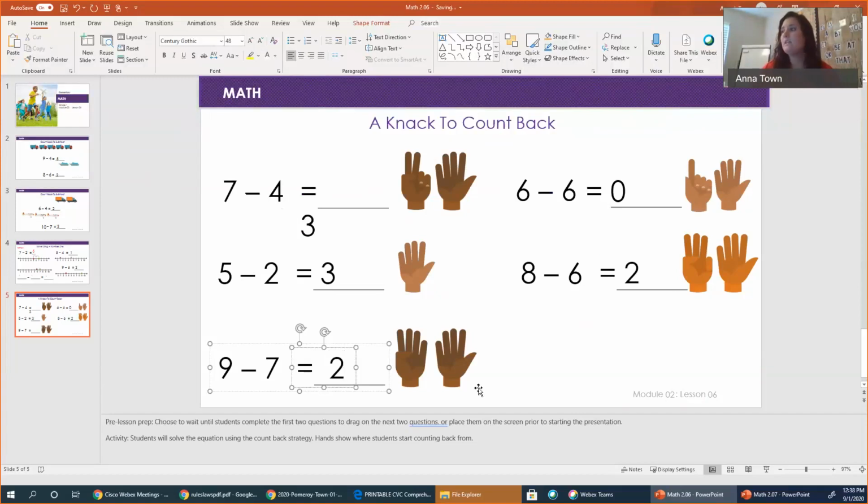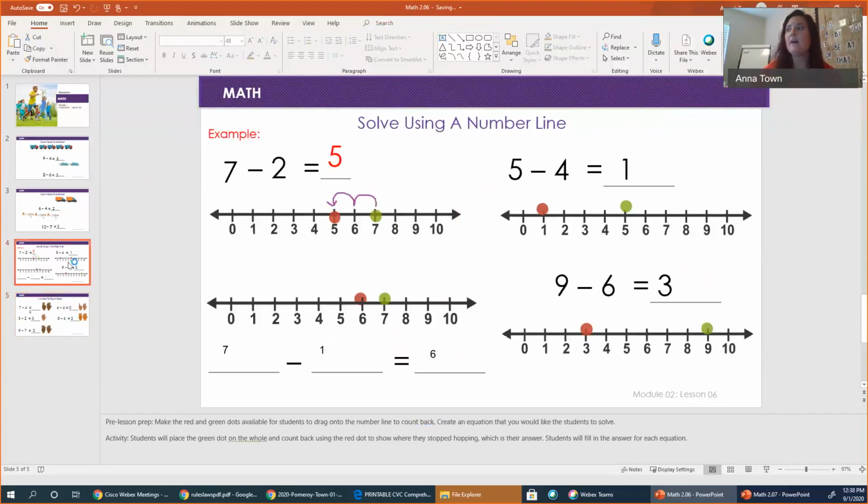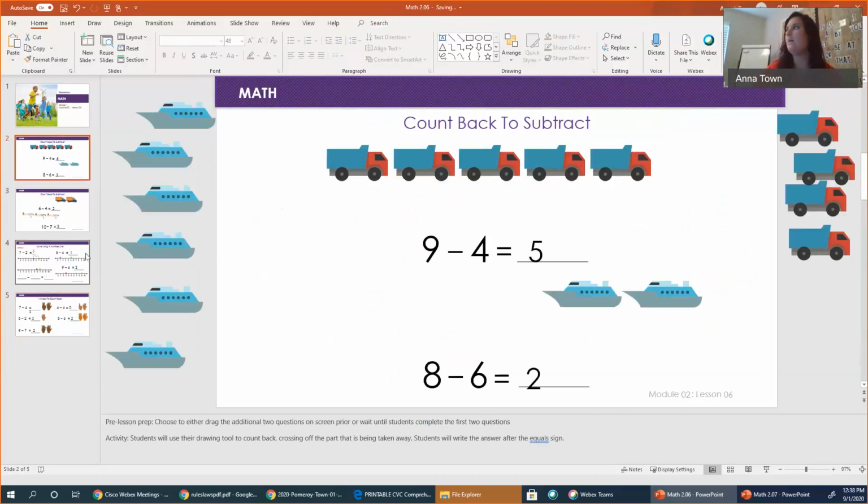Now, boys and girls, this is a method. It's going to take some practice. Right now, I suggest us using our number line or using a 10 frame to help us.